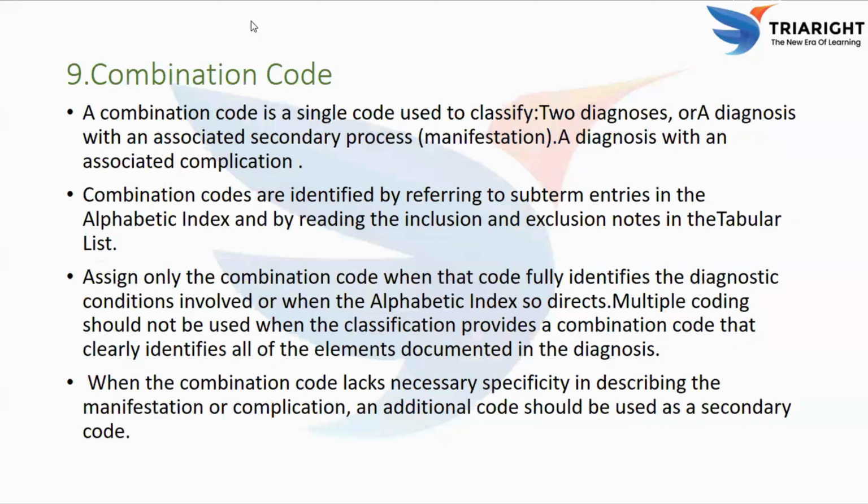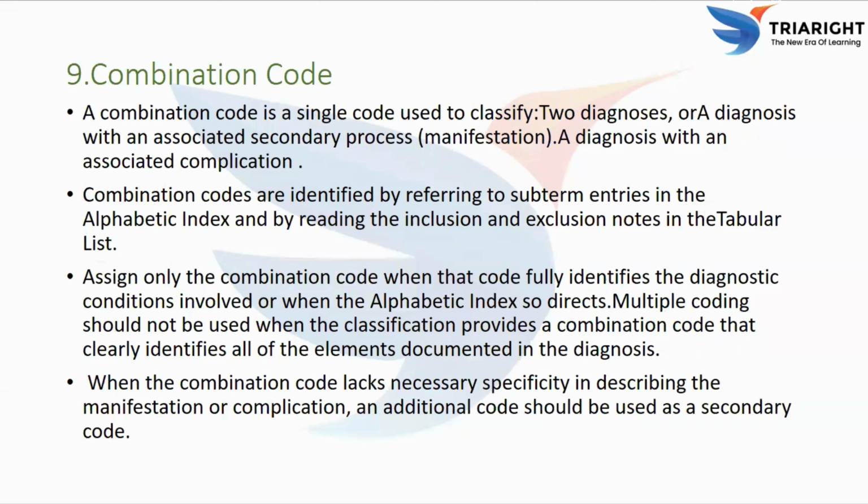So coming to combination code. What do you mean by combination code? It represents two diagnoses, right? A combination code is a single ICD-10 code that represents two diagnoses, or a diagnosis with a secondary process, or a diagnosis with a complication. So instead of using two or more separate codes, one combination code covers the whole condition.